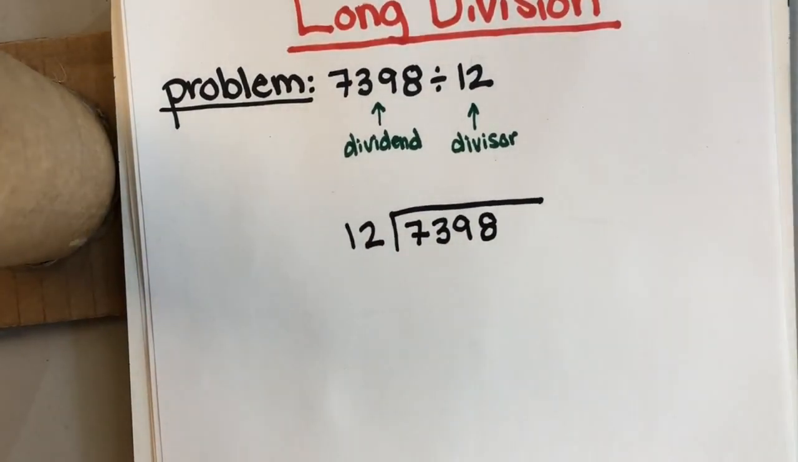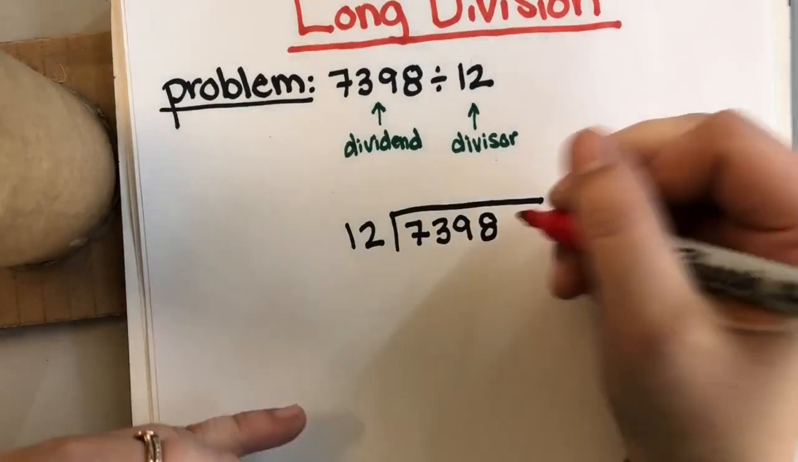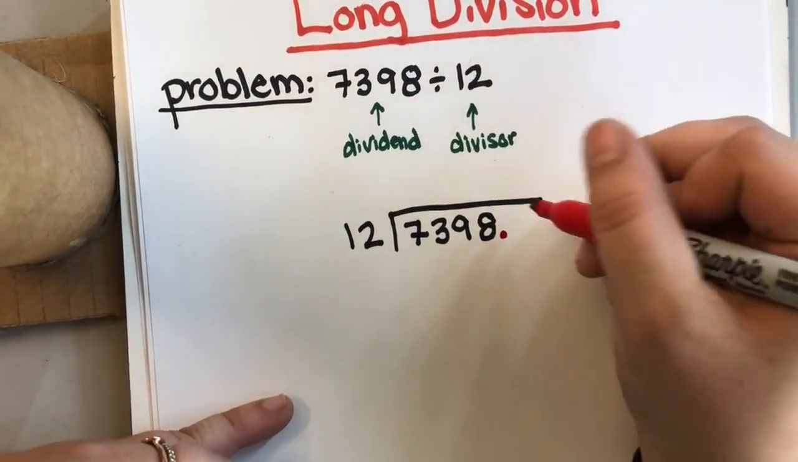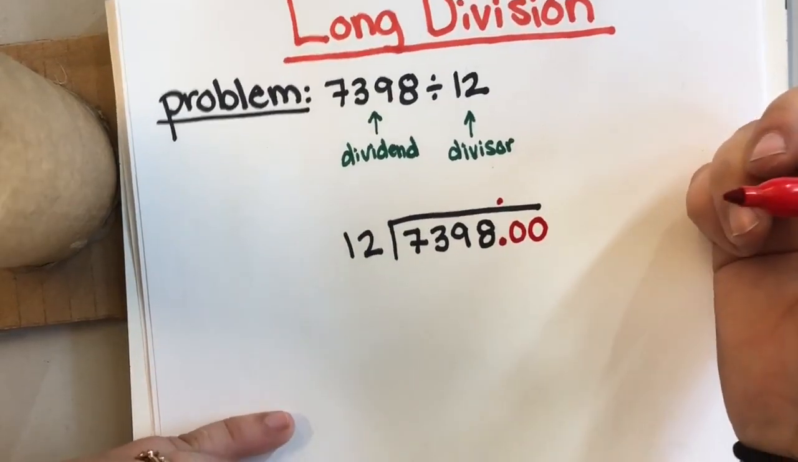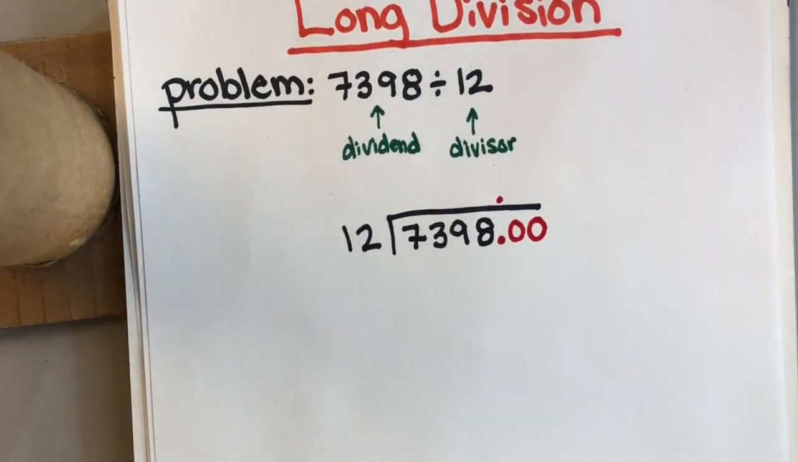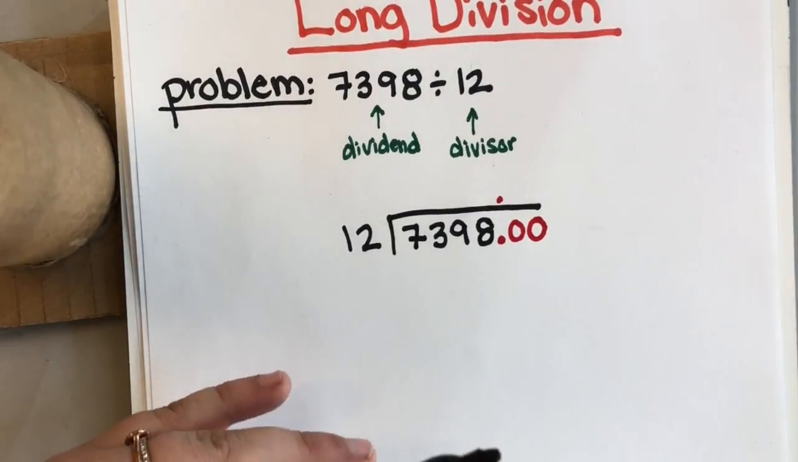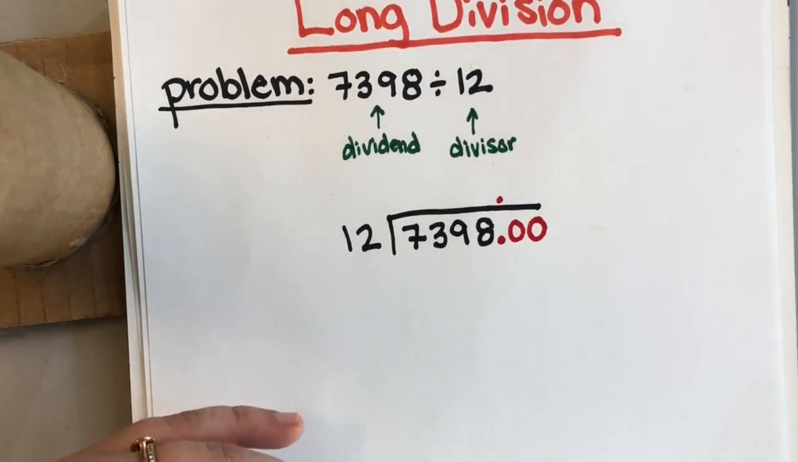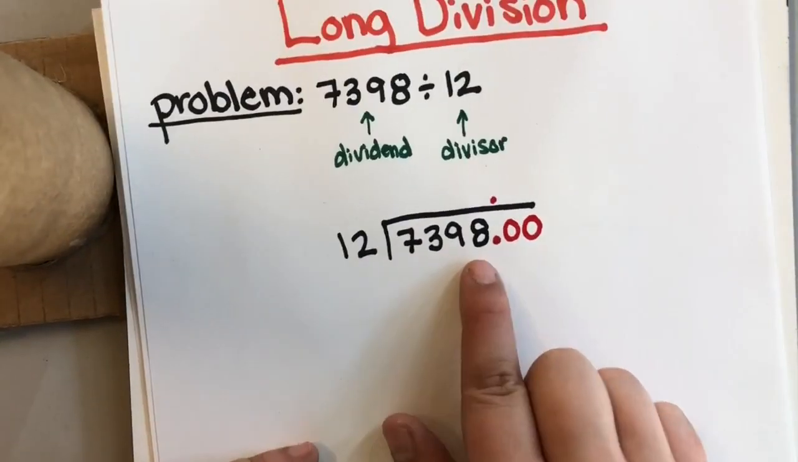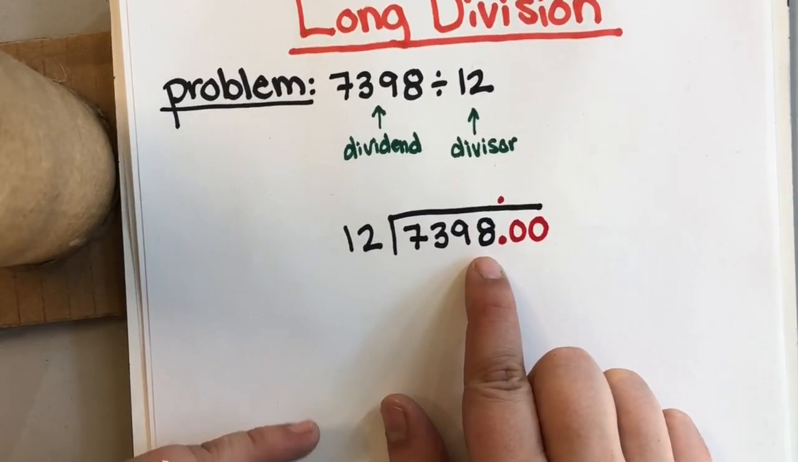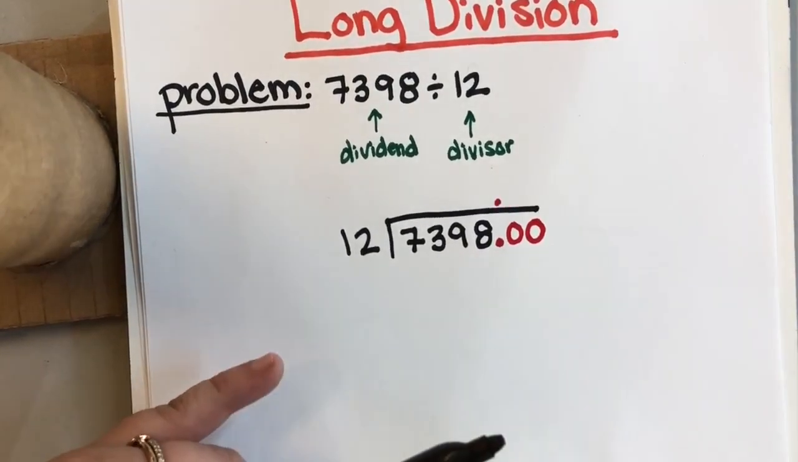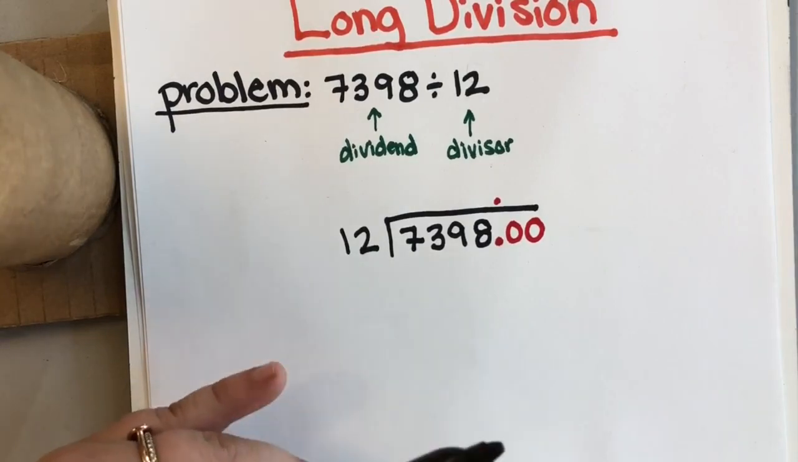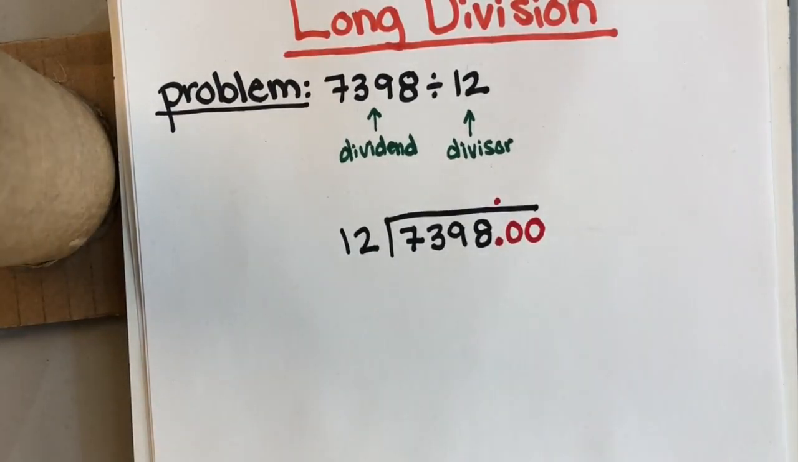Before I do anything, I'm going to put a decimal and 2 zeros. I'm doing this because when you get into 6th grade, we need to start dividing to find a decimal answer, or a decimal quotient, instead of a remainder. So instead of waiting until I get to the end to see if I have a remainder, I'm always going to put 0.00 no matter what, just so that it's there. I might not use them, but we'll see.